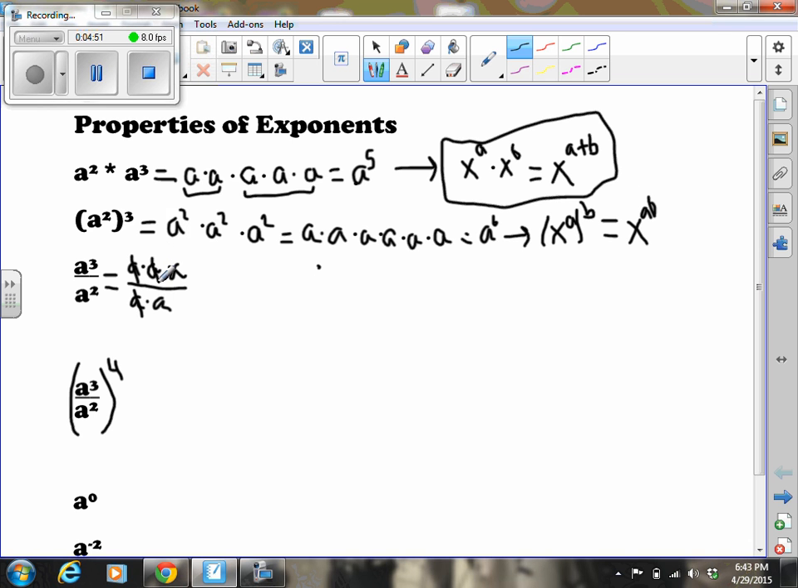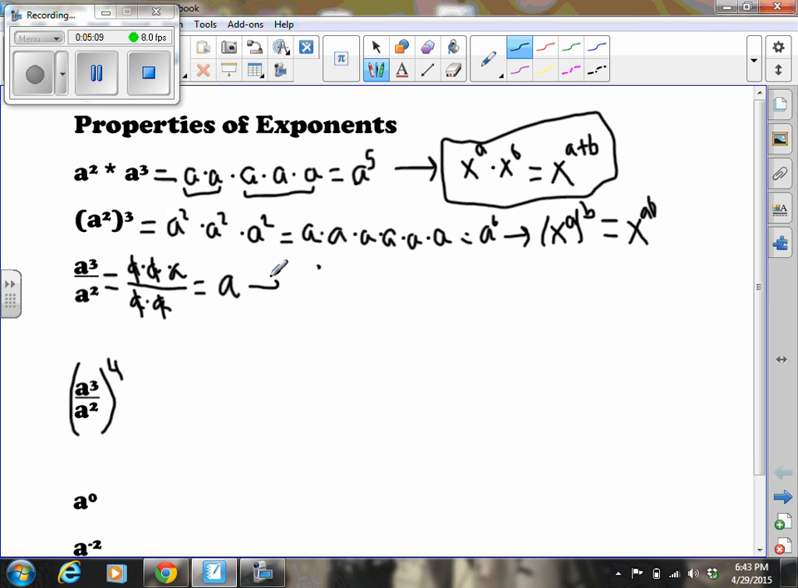Now, I'm not writing the 1 because I've got something else there holding its place, so it's not necessary for me to leave a 1 coefficient. But a to the third divided by a to the second leaves me with a, which is the same thing as a to the first power. We understood that power to be there.